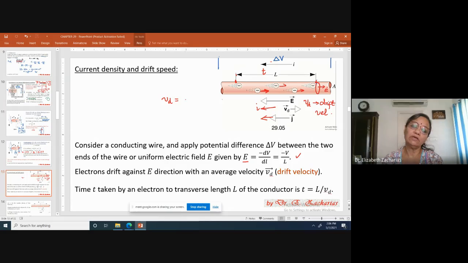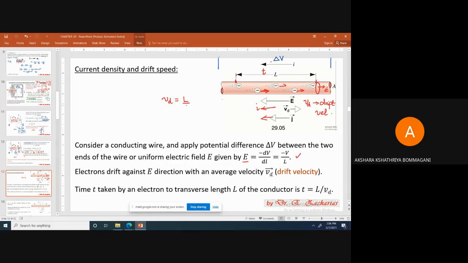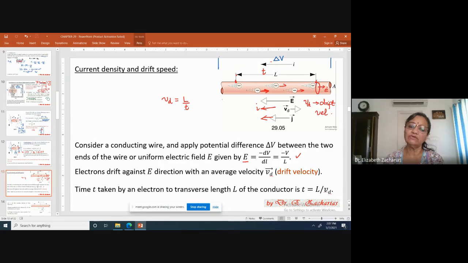Velocity is normally distance traveled by time. Or in other words, now I am able to see that it will take a time equal to L by Vd to cross this distance. This point is clear?